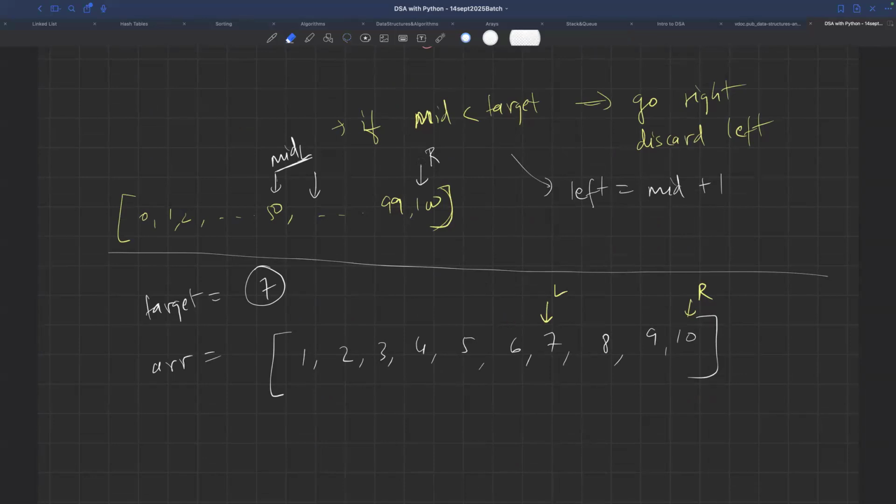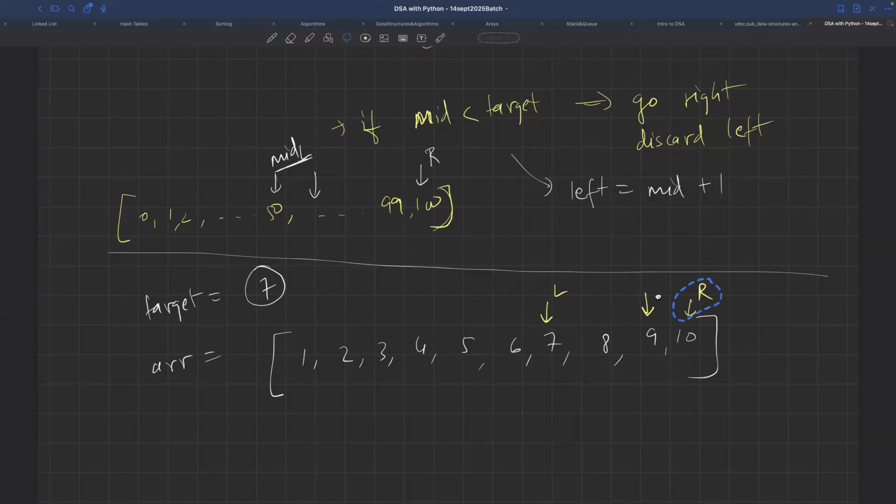Okay. Again, we will calculate the midpoint. Where will the midpoint be? Suppose it is at 9. Okay. 9 is less than target or more than target? 9 is more than target. So what we will do, we will move the right pointer. Okay. So we'll move the right pointer.